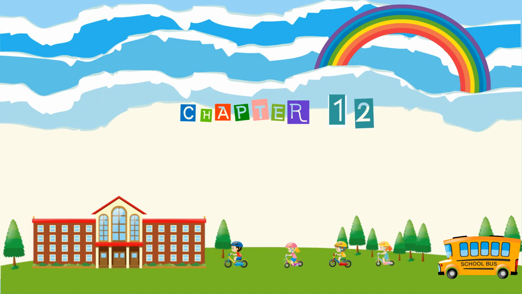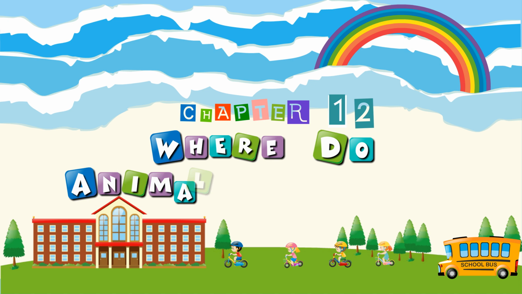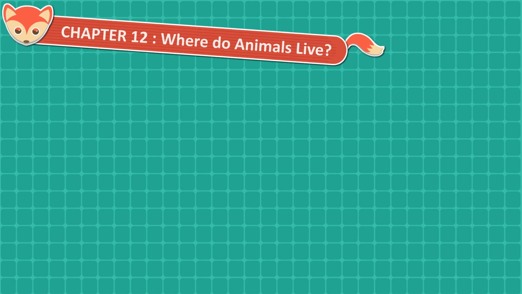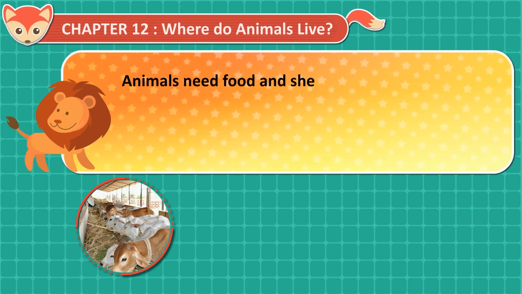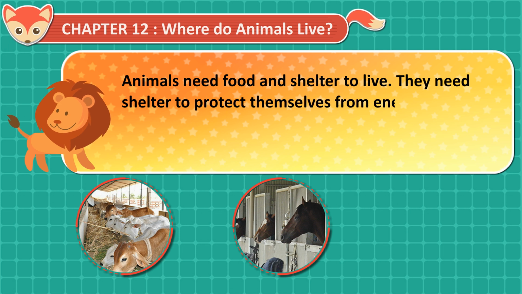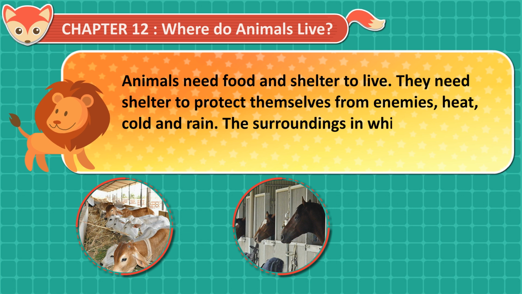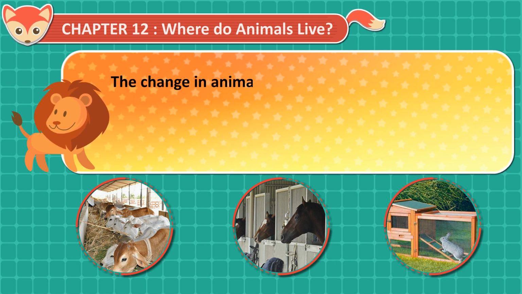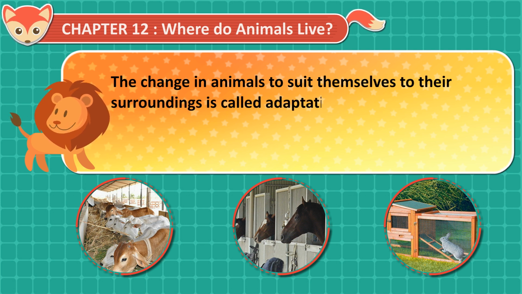Chapter 12. Where do animals live? Animals need food and shelter to live. They need shelter to protect themselves from enemies, heat, cold, and rain. The surroundings in which they live is called their habitat. The change in animals to suit themselves to their surroundings is called adaptation.